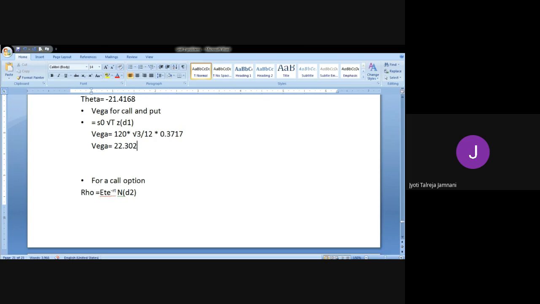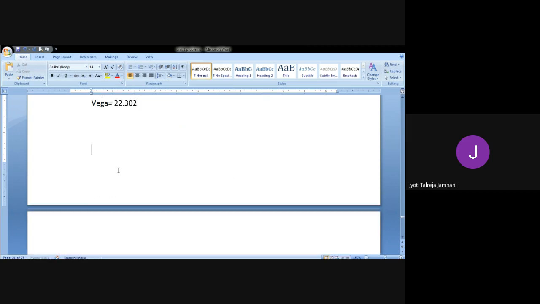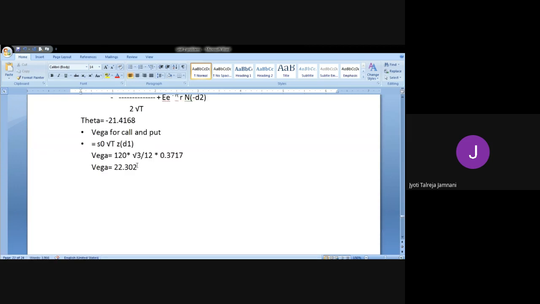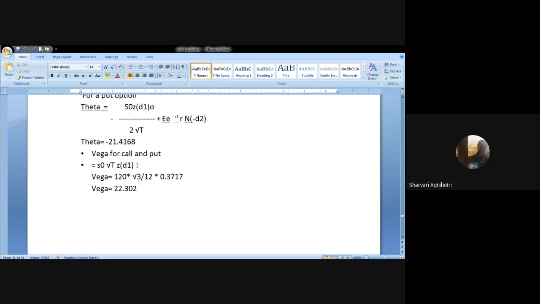You all getting this as Vega? The last part is rho, the two formulas for rho. Just check Vega. Did anybody get it? Confirm. Yes, ma'am. 22.302. Okay.